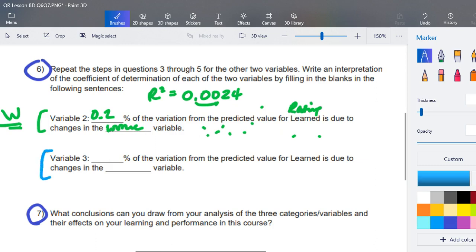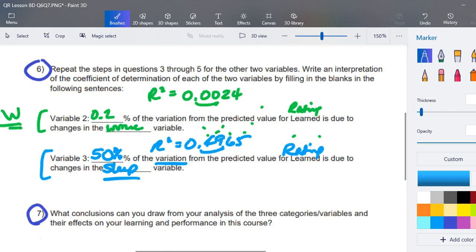Variable 3. That was our sleep. So the R squared on sleep was nice. So about 50% of the variation in our rating of how much we've learned in this class is due to the changes in our sleep hours. That's cool. 50% is a lot. Less than 1% is not.